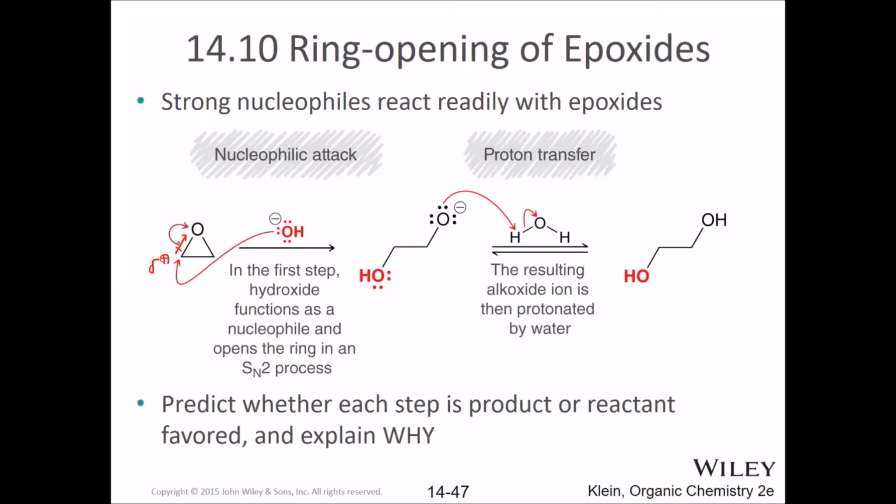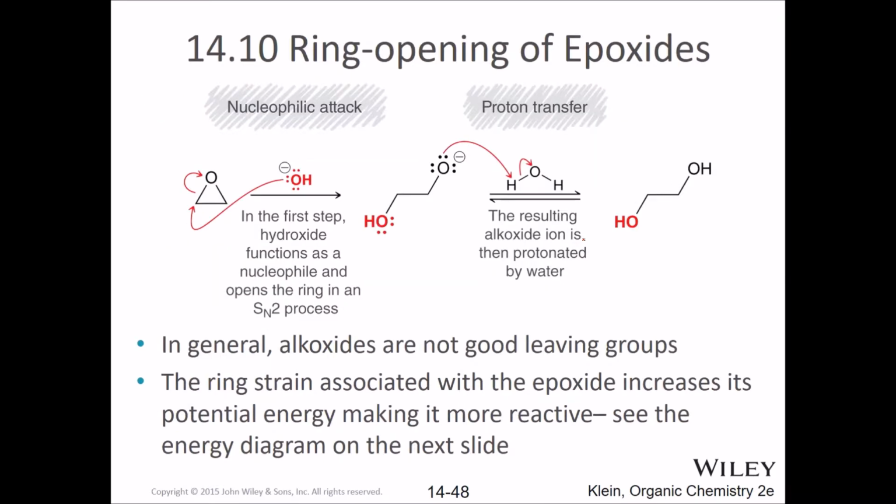Now, what's the leaving group? The leaving group is an alkoxide. That's the leaving group right there. Normally we wouldn't see an alkoxide leave. The resulting alkoxide is then protonated, but we normally wouldn't see that. But why does it leave here? That's why it leaves. Okay? So, look at this. In general, alkoxides are not good leaving groups.